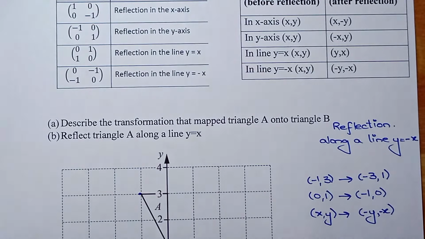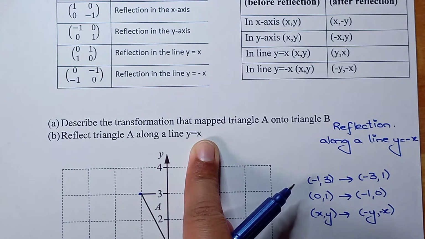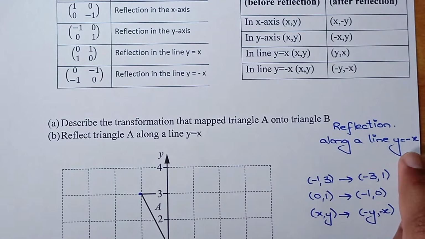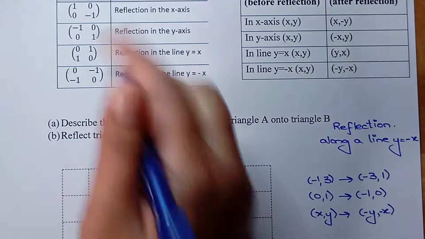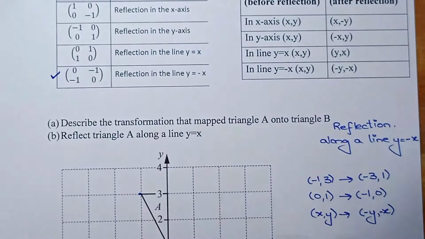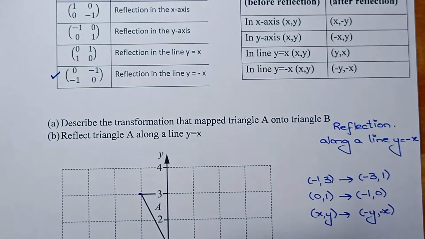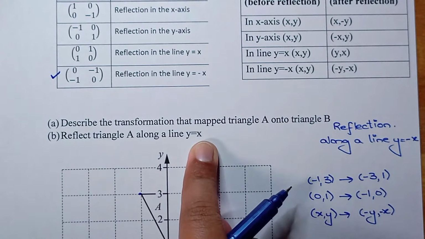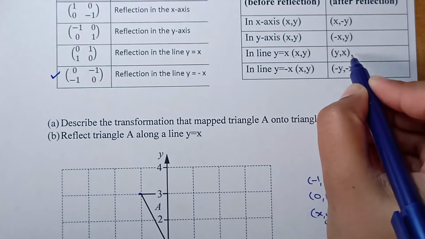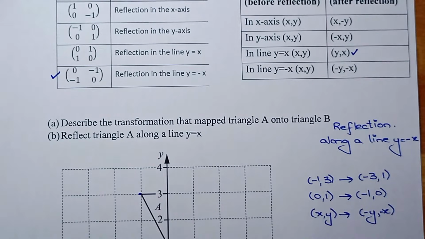Right. Now for the B part, they said reflect the triangle A along the line y equals x. And keep in mind for the A part, the matrix representing the reflection along y equals -x is this. In some questions, they ask for the matrix as well, so you need to write down the matrix 0, -1, -1, 0. Now for the B part, we need to reflect triangle A along the line y equals x. For y equals x, we use this coordinate rule: (x, y) changes to (y, x), and we will get the reflection along the line y equals x.